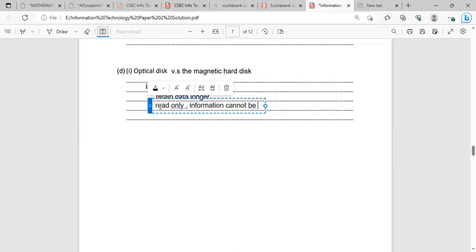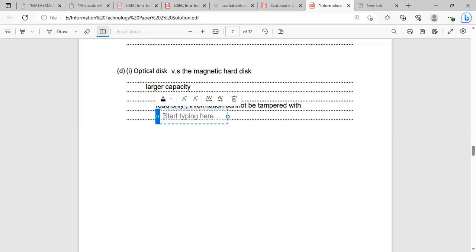Let's look at the disadvantage. All right, let's look at the disadvantage of the optical disc versus the hard disk. Now, the disadvantage is that the optical disc is slower and more expensive. So, disadvantage, it's slower and more expensive.